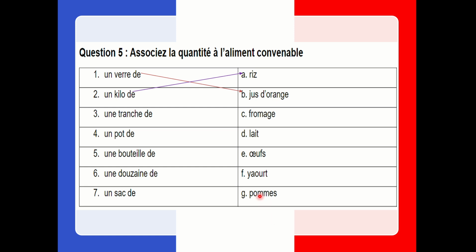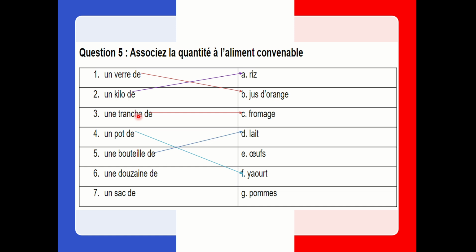Ok? Une tranche de. It's like slice. Une tranche de. Bravo. De fromage. Un pot de. Like in English. Un pot de. Bravo. Yaourt. Une bouteille de. A bottle of what? It can be of water, but we don't have O here. So, lait. Bravo. Une bouteille de lait.